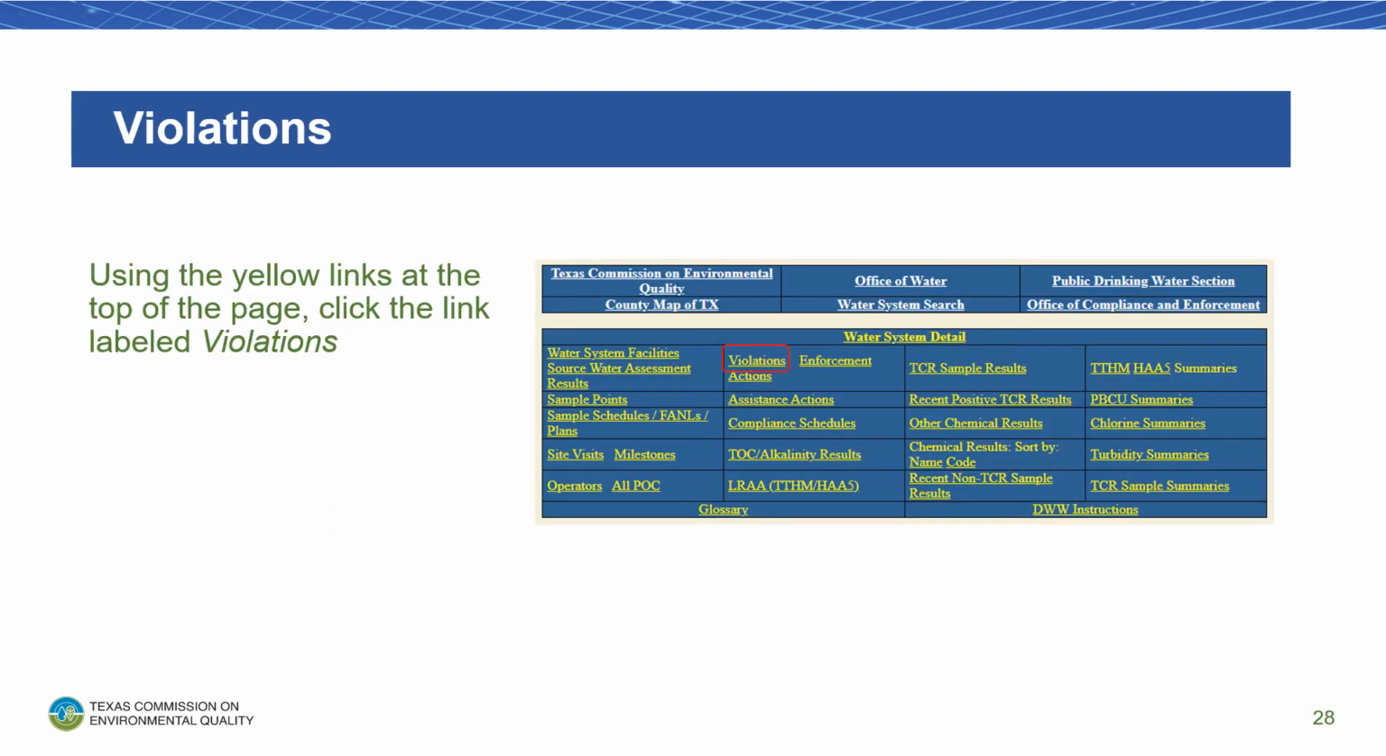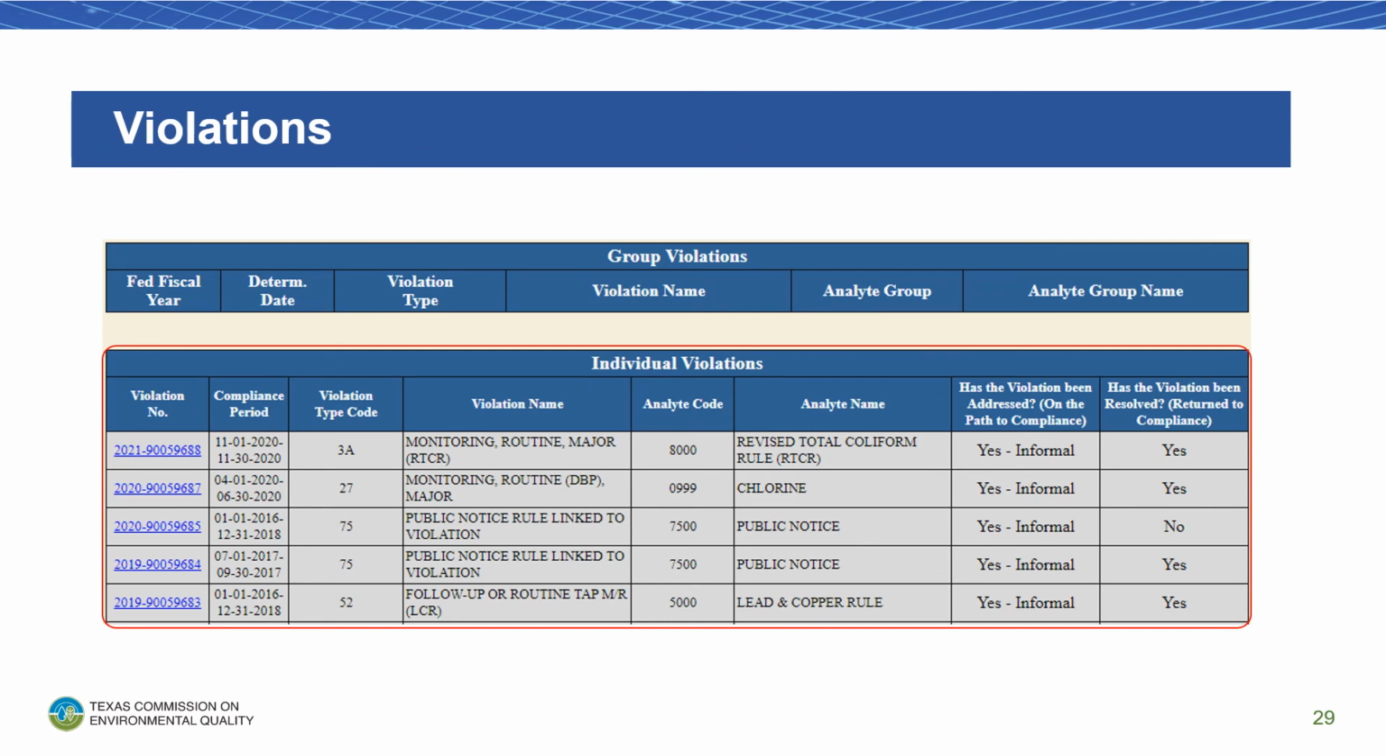On the next few pages, we'll cover how to find and understand lead and copper violations. To navigate to the Violations page, you'll need to click the yellow link at the top of the page titled Violations. This action will take you to a list containing all resolved and unresolved violations for your system. To find your lead and copper violations, scroll down to the table titled Individual Violations. You can use this page to determine if any violations still require action to be returned to compliance.